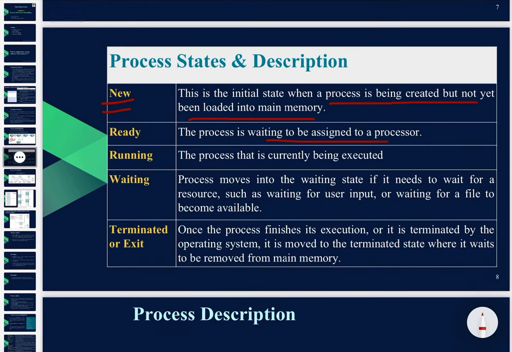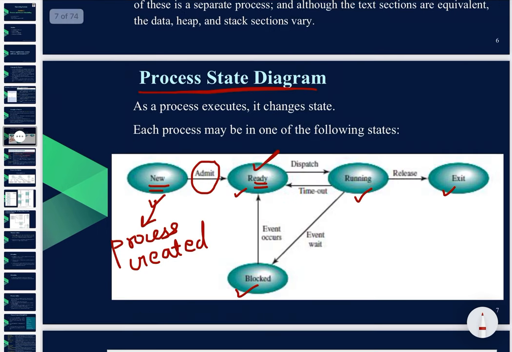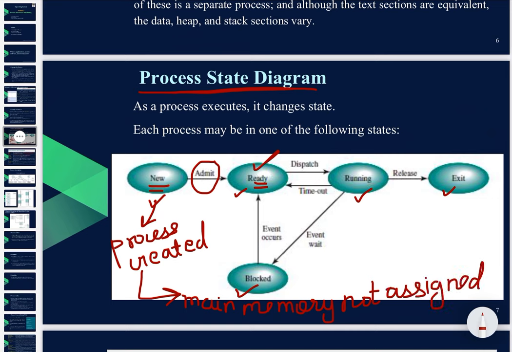Ready state: the process is waiting to be assigned to the processor. So in the ready state, it is waiting. The process in the new state is created and it is not yet assigned to the main memory. Once it is assigned to the main memory, it will wait for its turn so that the processor comes and takes it up.